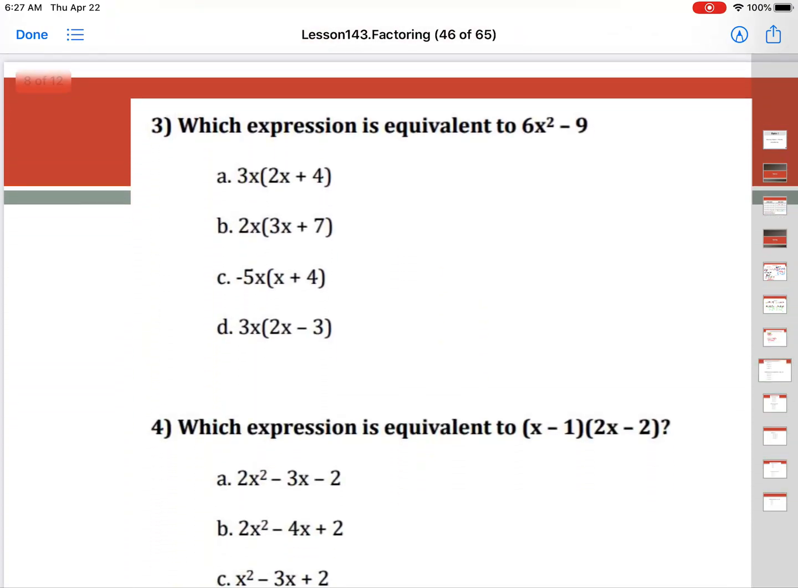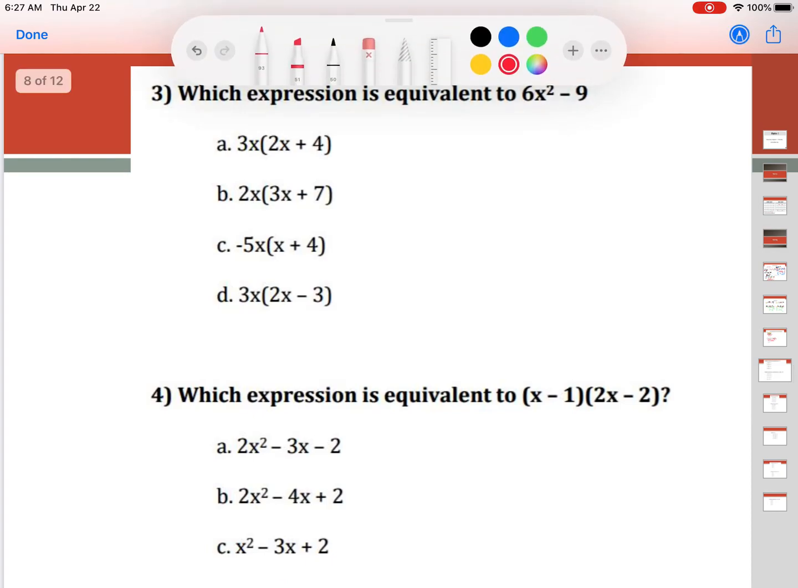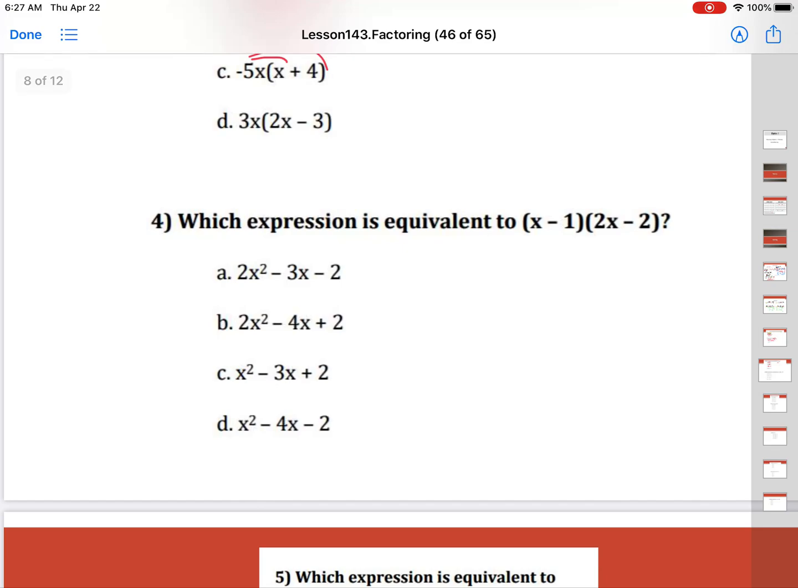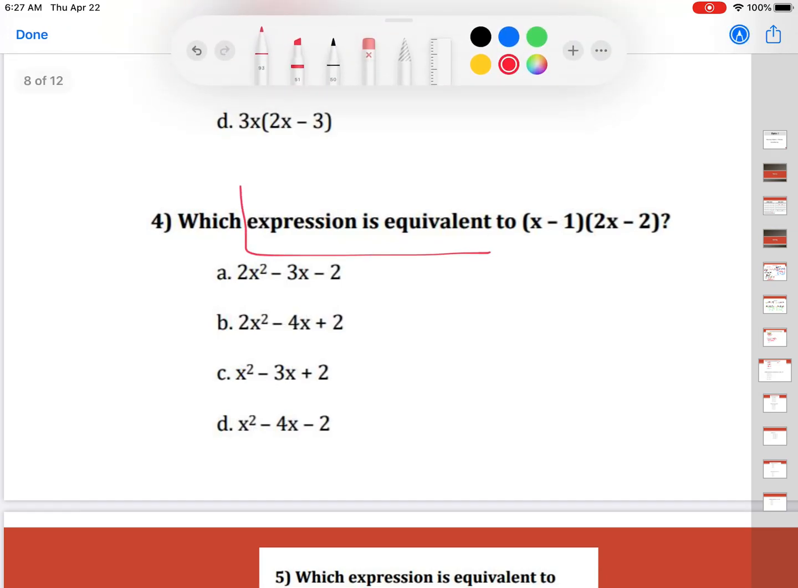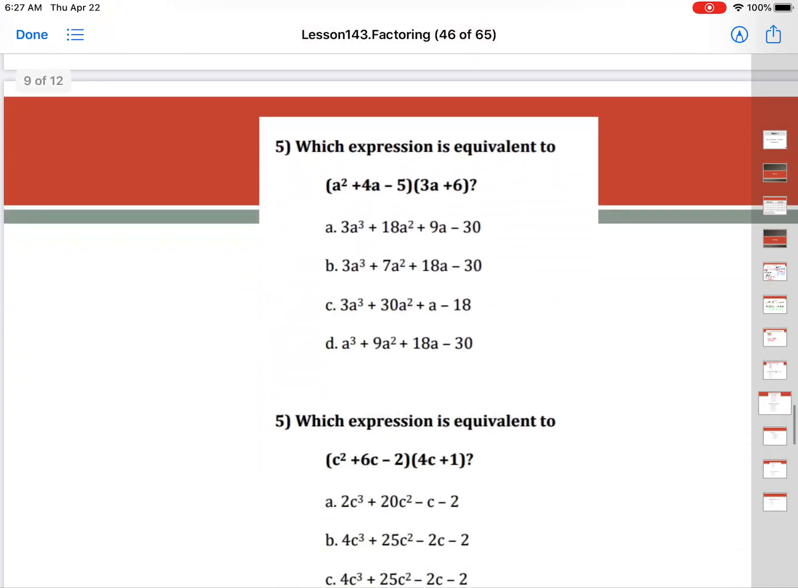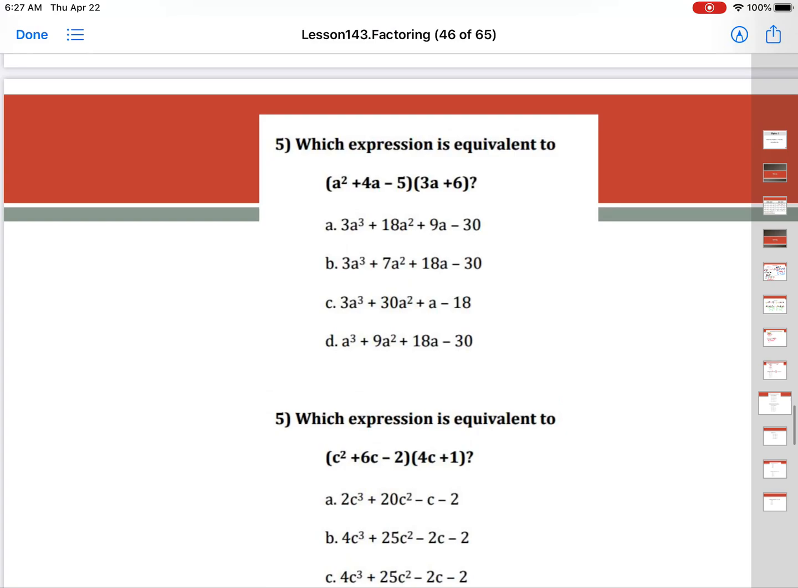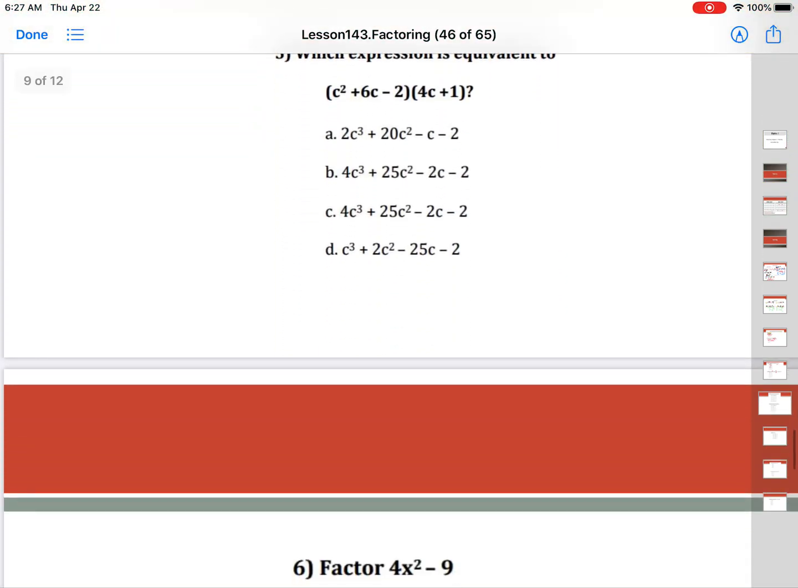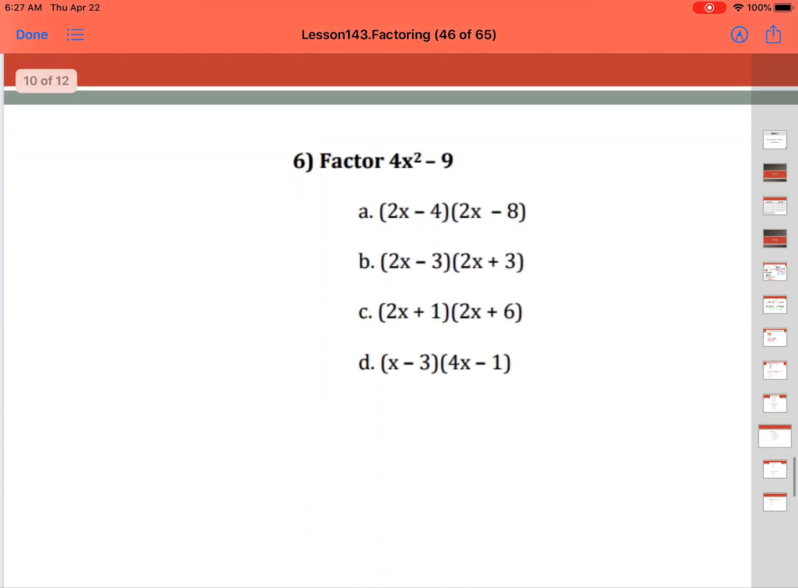Same thing with number 3. You can multiply these guys out like you did yesterday and see if it's the same as this here. Okay, back to a trinomial. So number 4, easy. If you ever see which expression is equivalent, you can just plug it into Desmos and find your answer. Same thing with number 5, but remember Desmos only likes the letter X. Same thing with number 6.